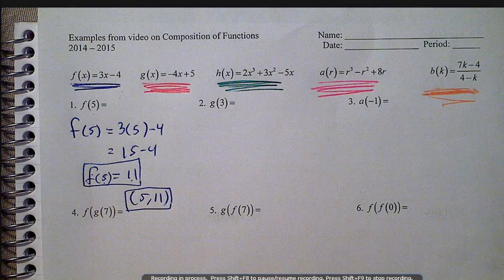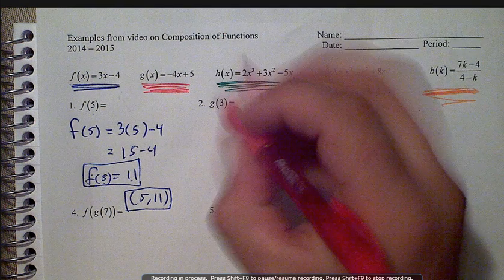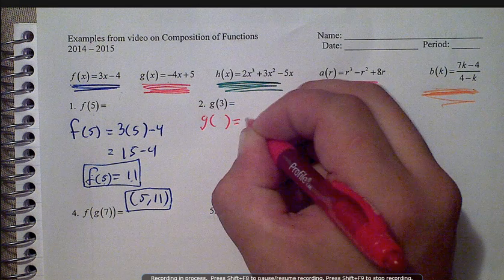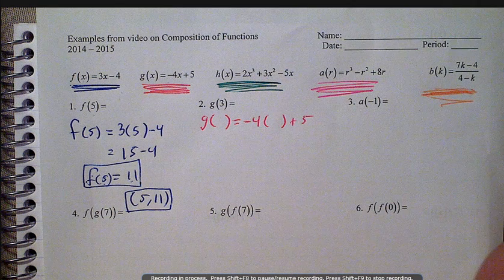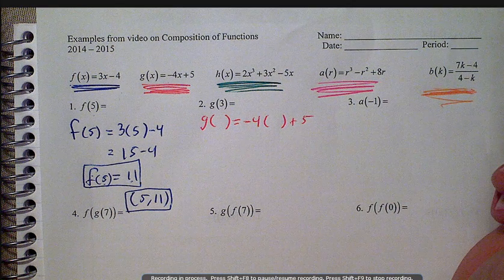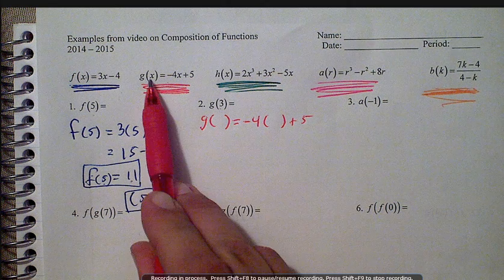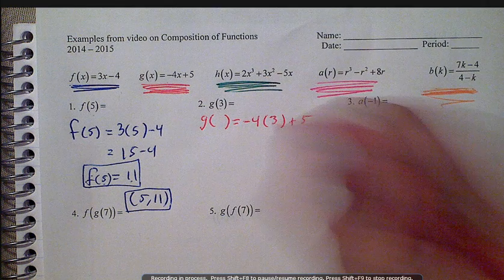Number 2, g of 3. So I'm going to write the g function, g of x. So g of something equals negative 4 times something plus 5. So wherever you see x, put parentheses. Now we're going to substitute 3 in for x. So put a 3 in wherever you see an x. Or in this case, our parentheses.